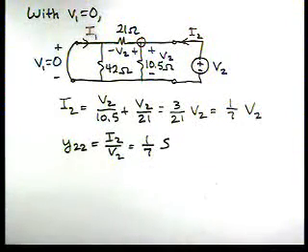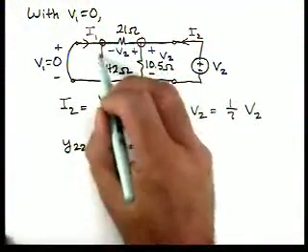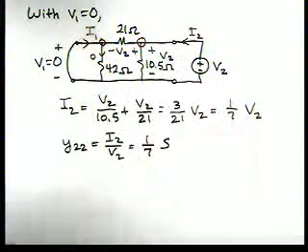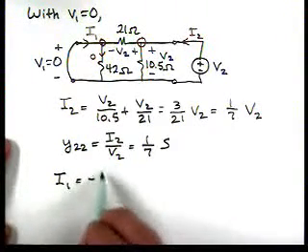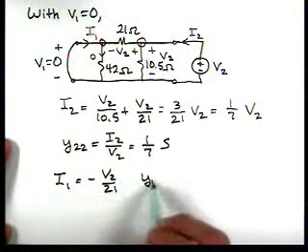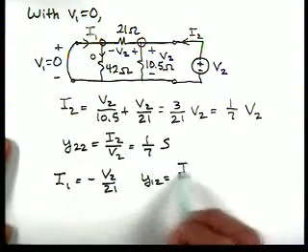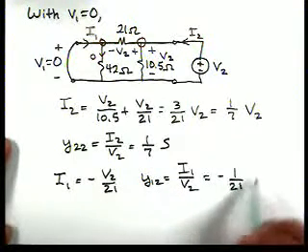And now, to find our last parameter, Y12, we look at Kirchhoff's current law here. The current flowing through there is 0 because of the short circuit. So then I1 is minus V2 over 21. Okay, so Y12 then is I1 over V2, which is minus 1 over 21 Siemens.